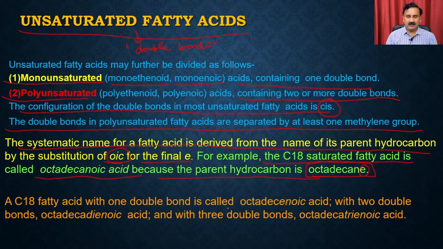Similarly, the C18 with one double bond is called octadecenoic acid. With two double bonds, it is called octadecadienoic acid, and with three double bonds, it is going to be called octadecatrienoic acid.